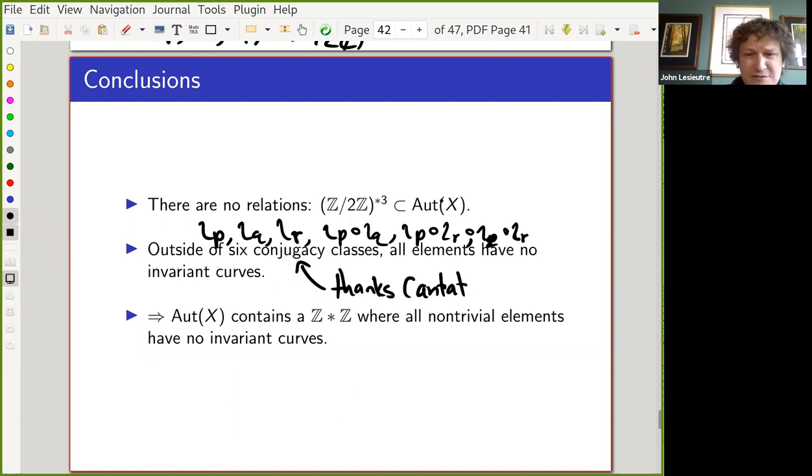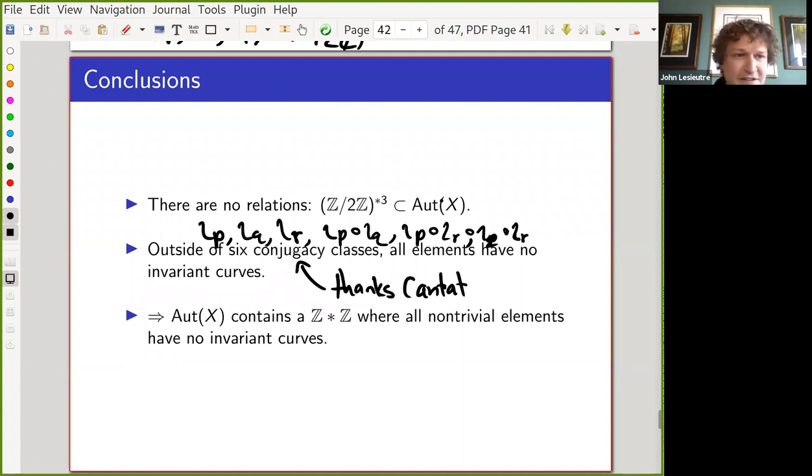And so a consequence of that is that inside the automorphism group of this Tri-Coble surface, you can find a free subgroup, you can find 2 elements with no relations, where nothing other than the identity in that subgroup has an invariant curve. So we're really getting not just one map with no invariant curves, but a quite large group of automorphisms with no invariant curves.